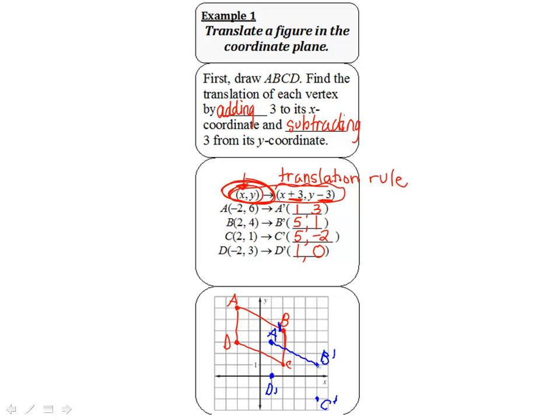So my image, after the movement, I label all the vertices with the same letter, but then I put the prime sign. If I then went and translated this blue image and found a third image, I would label it A double prime. There'd be A double prime, B double prime, C double prime, and D double prime. But every movement, you add one of those prime signs to it. So there's our first example.